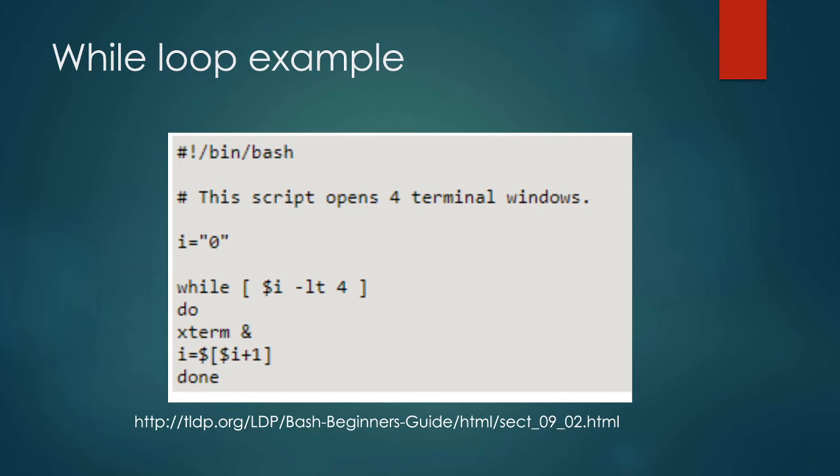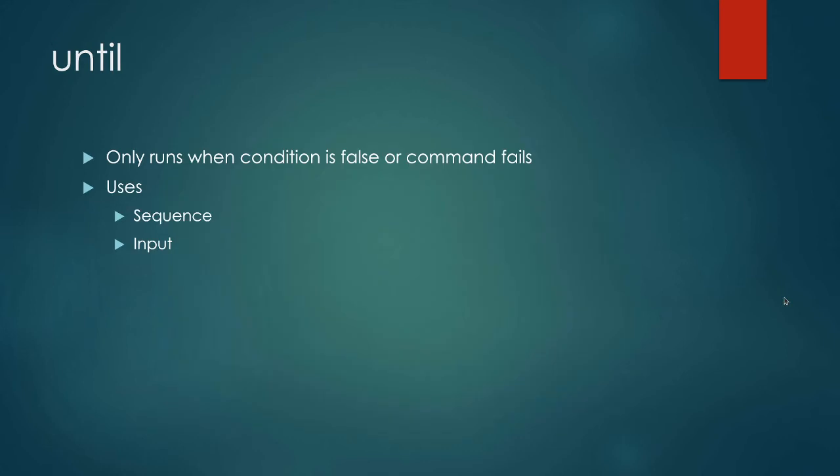So first run through, I is 0, 0 is less than 4, a window opens, add 1 to I. Next run through, I is 1, 1 is less than 4, a window opens, add 1 to I. Next run through, I is 2, 2 is less than 4, window opens, add 1 to I, 3. Next run through, 3 is less than 4, window opens, add 1 to I, and it's 4. On this run, we'll say, is 4 less than 4? The answer is no, so my loop will end. If instead of -lt, I had used -le, less than or equal to, it would actually run an extra time.